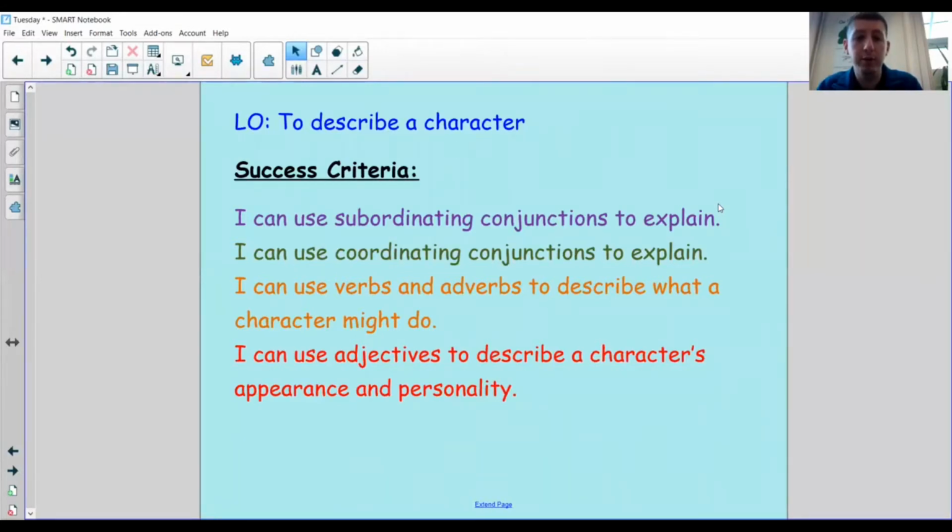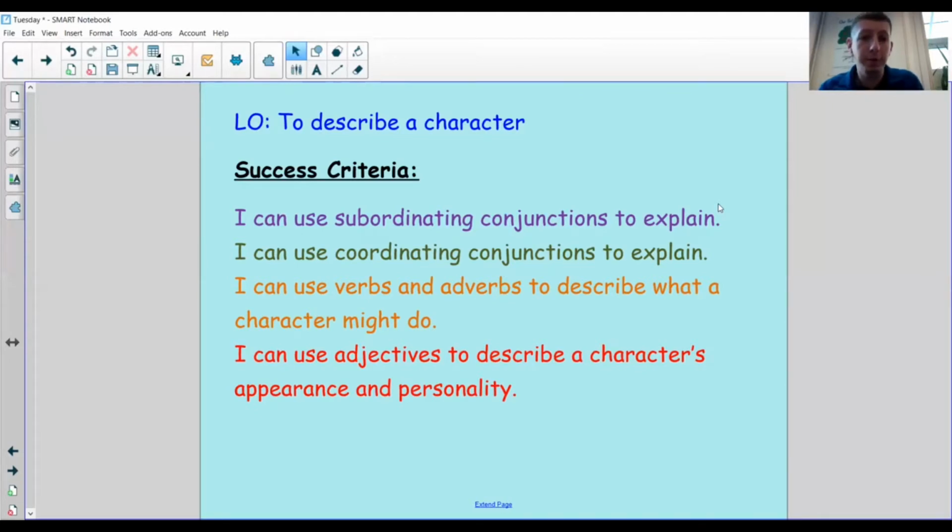So, to be successful today, we're going to see if we can use adjectives to describe a character's personality and appearance. We're going to see if we can use verbs and adverbs to describe what a character might do. We're going to use coordinating conjunctions to explain a bit more detail, and see if we can use subordinating conjunctions to explain as well.